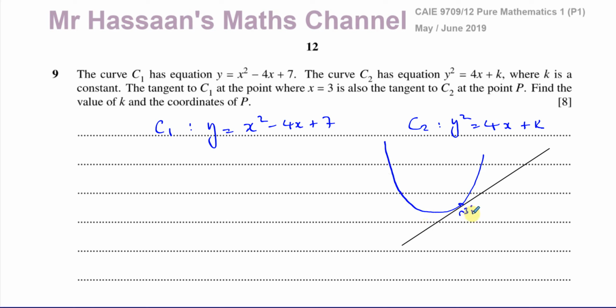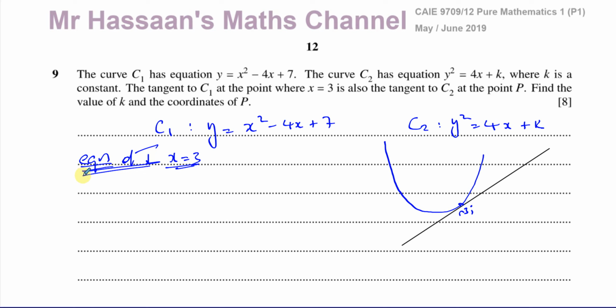If you find the equation of that tangent, that's the first step, because that tangent will hit that curve at the point P, so that's going to help us. Equation of the tangent is what we need to find when x equals 3.